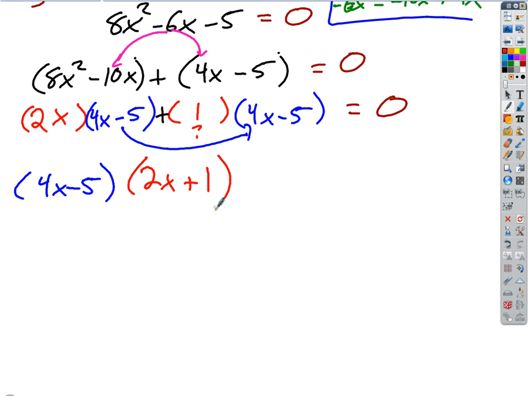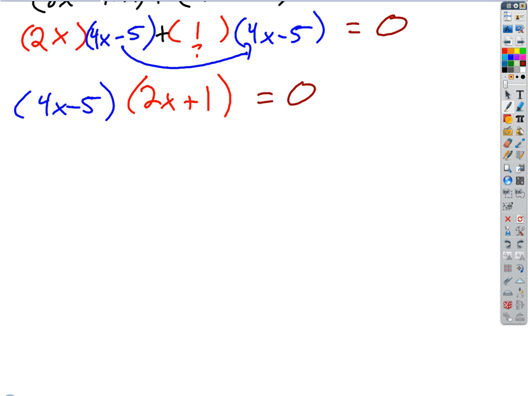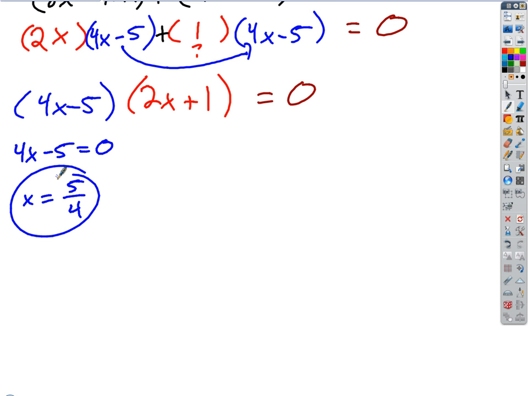It's factored. Now all we have to do is our zero product property trick. We ask ourselves, what are the x values that make each of those factors turn into 0? So we just solve some small, simple equations. We set the first factor equal to 0 and solve. One solution would be when 4x minus 5 is equal to 0. What are the two steps to get the x by itself? Add 5 and divide by 4. So x is 5/4. There's one zero.